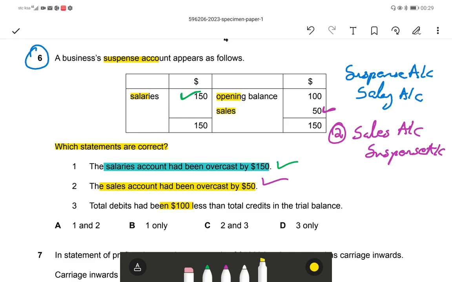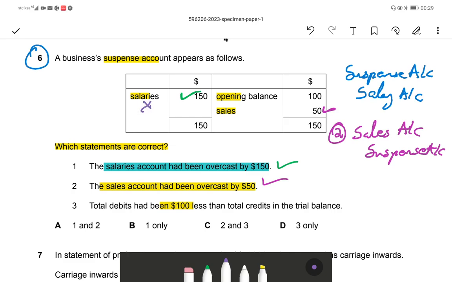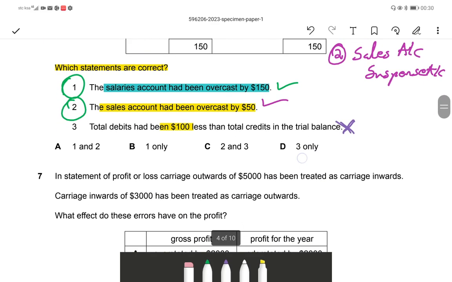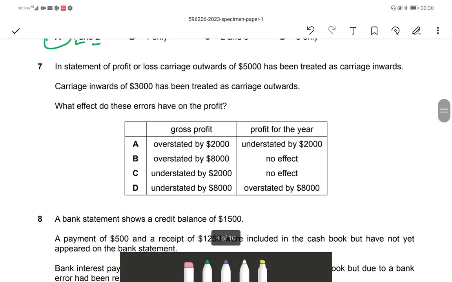Next, total debit had been 100 less than the credit in the trial balance. If the debit amount is less than the credit, the opening balance will be entered on the debit side. Here it is not entered on the debit side; the opening balance is shown on the credit side. So it means the credit side balance is less than the debit side balance. So the third one is wrong. Correct ones are 1 and 2. So answer 6, 1 and 2. Option A is the correct answer. Next, question number 7.